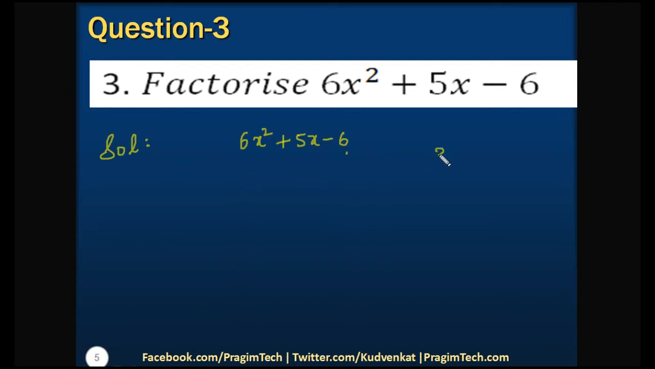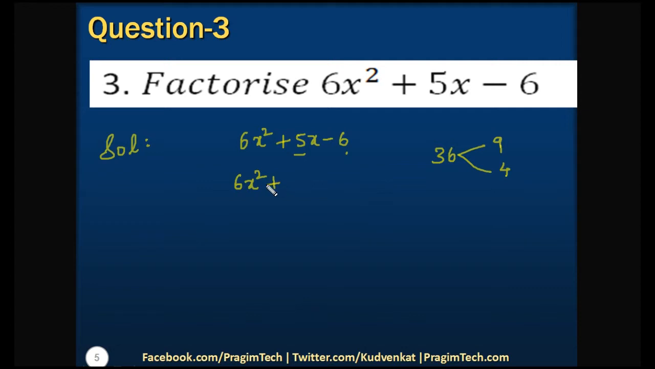So it is 36. So we have to find the factors of 36 such that once we add or subtract, we should get 5. That is the middle term. So we'll consider the factors as 9 and 4, so that 9 minus 4 is 5. Right? So let us write 6x square.